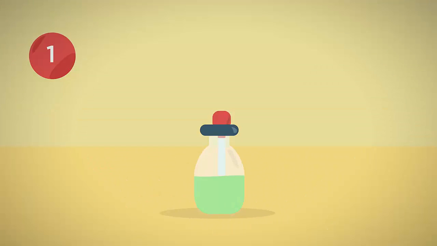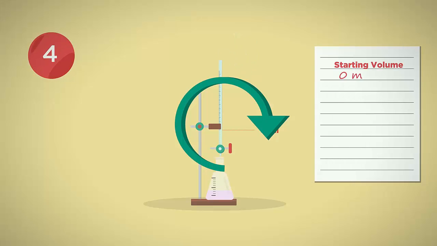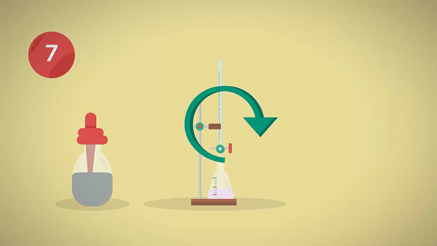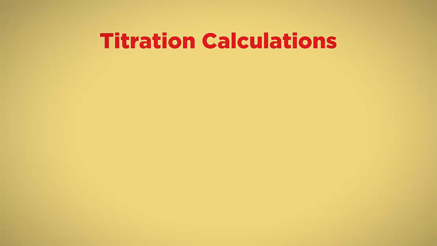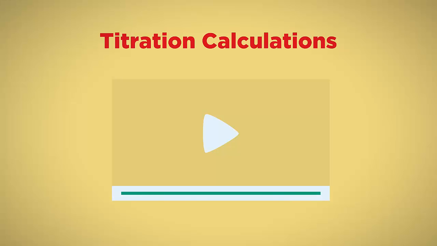So we have carried out the titration a few times and have a consistent value for the titer. What do we do next? Titration calculations! Now that you know how to carry out titrations, watch the second part of this video to see how to do titration calculations, to work out the actual concentration of the unknown solution.